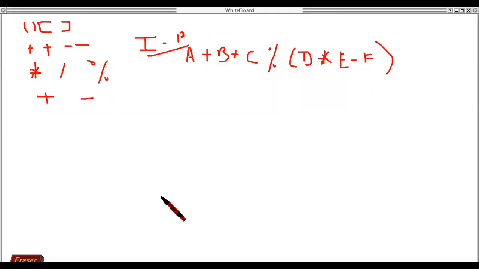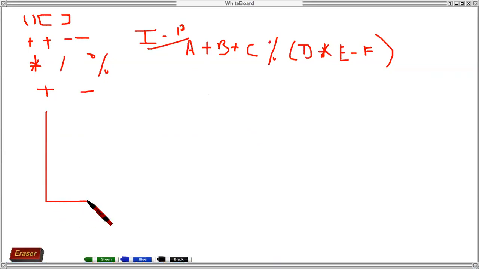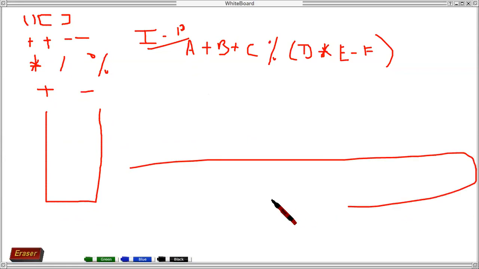Okay, so this is the question that we have. Keeping all these factors in mind, we will convert it into the prefix expression. We will keep two things in mind. We'll design a stack, and I'm just drawing it for your understanding. You are not going to do it this way.